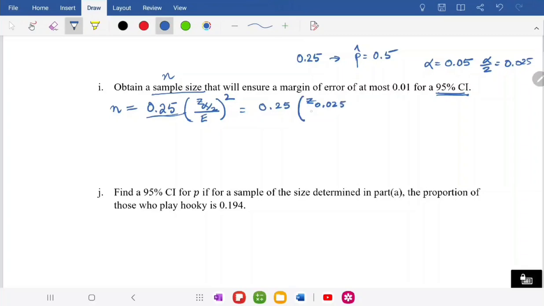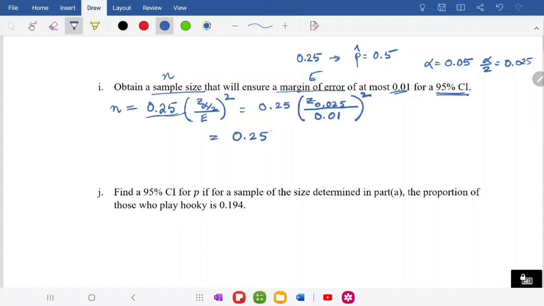0.025 over, now E is the margin of error, correct? This is what E is. And what is E? 0.01. It's given to us. So 0.01. And then there is a square. We need to square that. So let's complete the calculation.